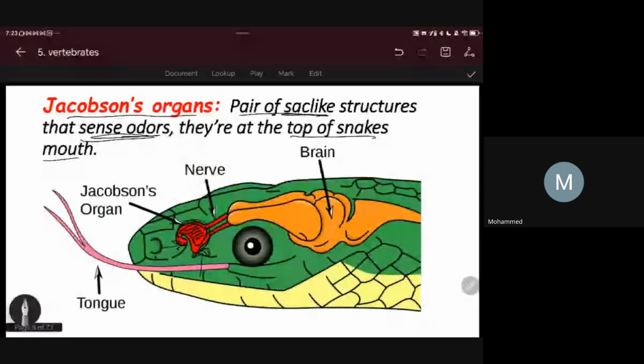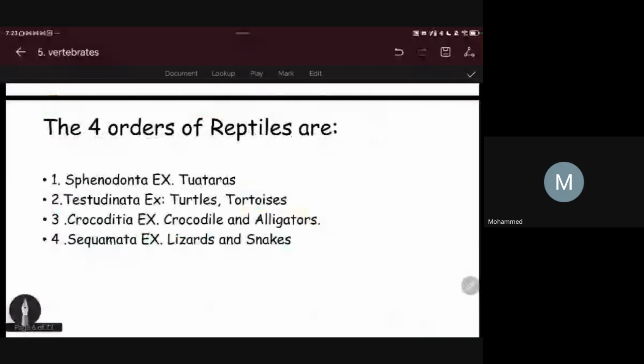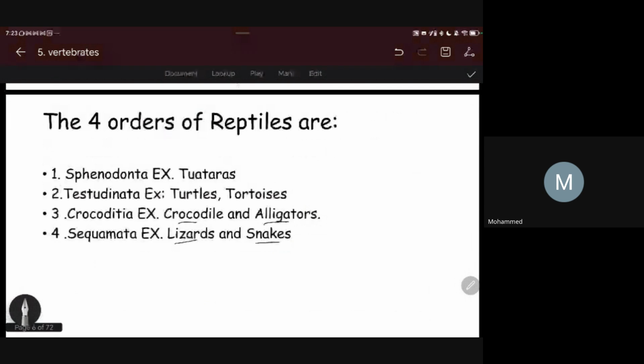We have four orders for reptiles, which are the Rhynchocephalia, an example for it is the tuatara, and the Testudines, an example for it is the turtles and tortoises. And then we have the Crocodilia, which has crocodiles and alligators, and the Squamata, which has lizards and snakes. You only need to know the classifications and their examples.